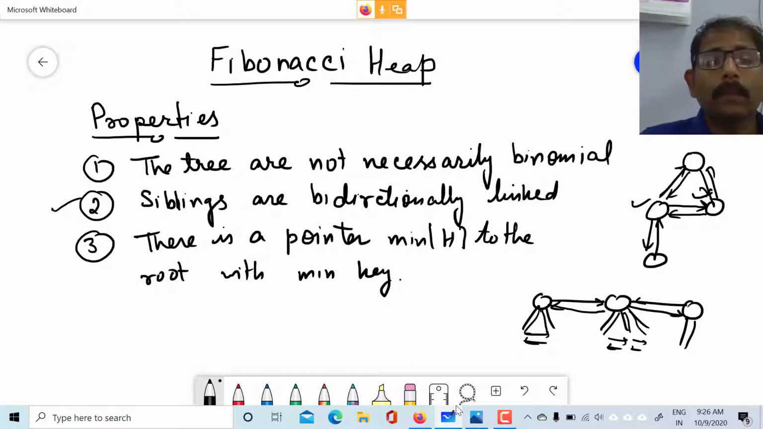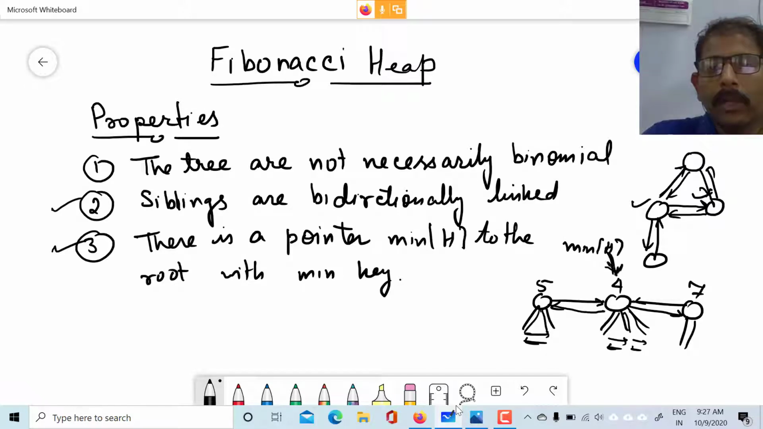Point number 3 is saying that there is a pointer min. Out of these three nodes, suppose the values are 5, 4 and 7. So 4 has the minimum node value. So the pointer min will indicate this minimum value node. That means when you start traversal, you have to start from this minimum node.